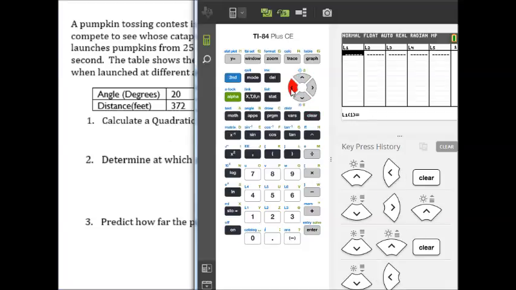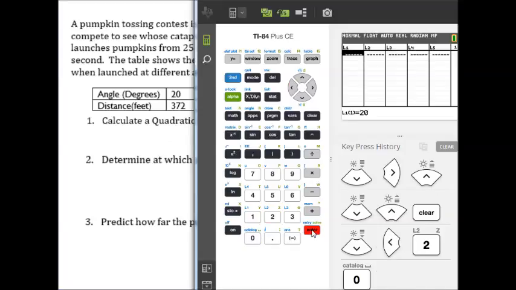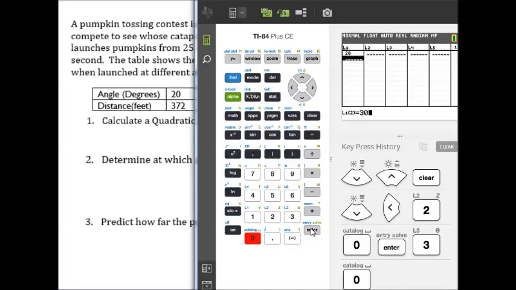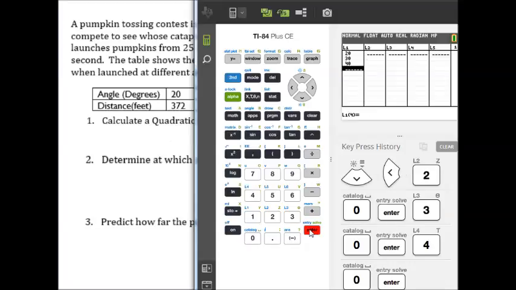And now we can put in the new values. First, we're going to put in our x values. Those are the angles. 20, 30, 40, 50, 60, and 70.